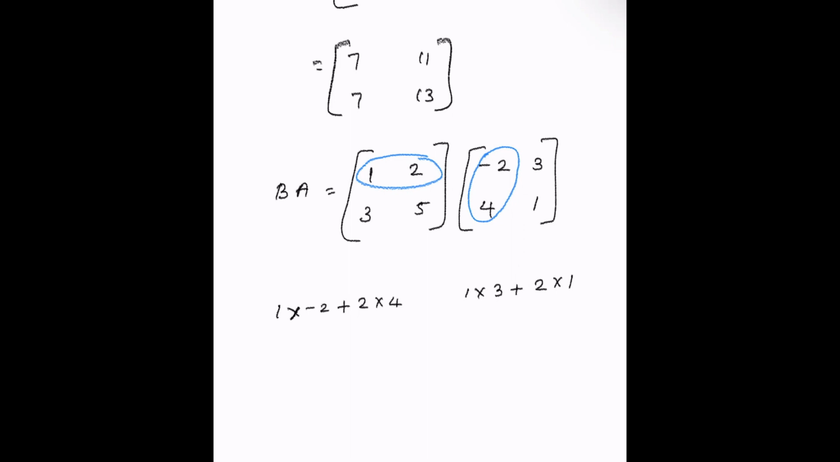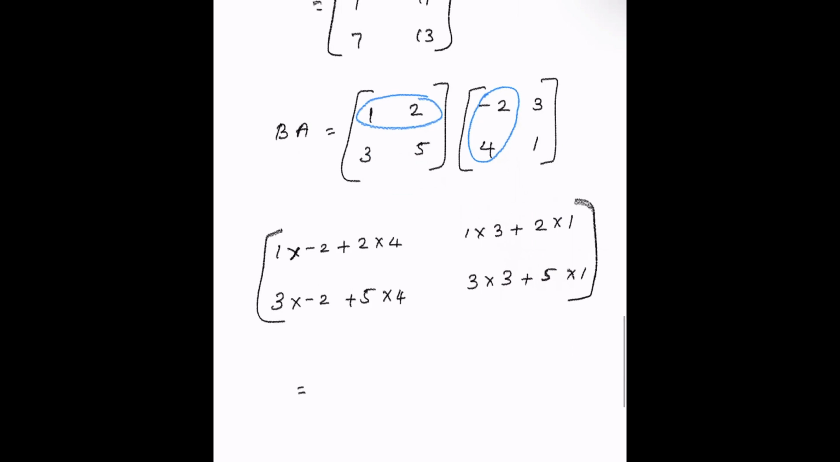Now the second row. In the second row, it is 3 into -2 plus 5 into 4. That's right. And in the second element, it is 3 into 3 plus 5 into 1. This is going to be -2 plus 8, 3 plus 2. This is -6.